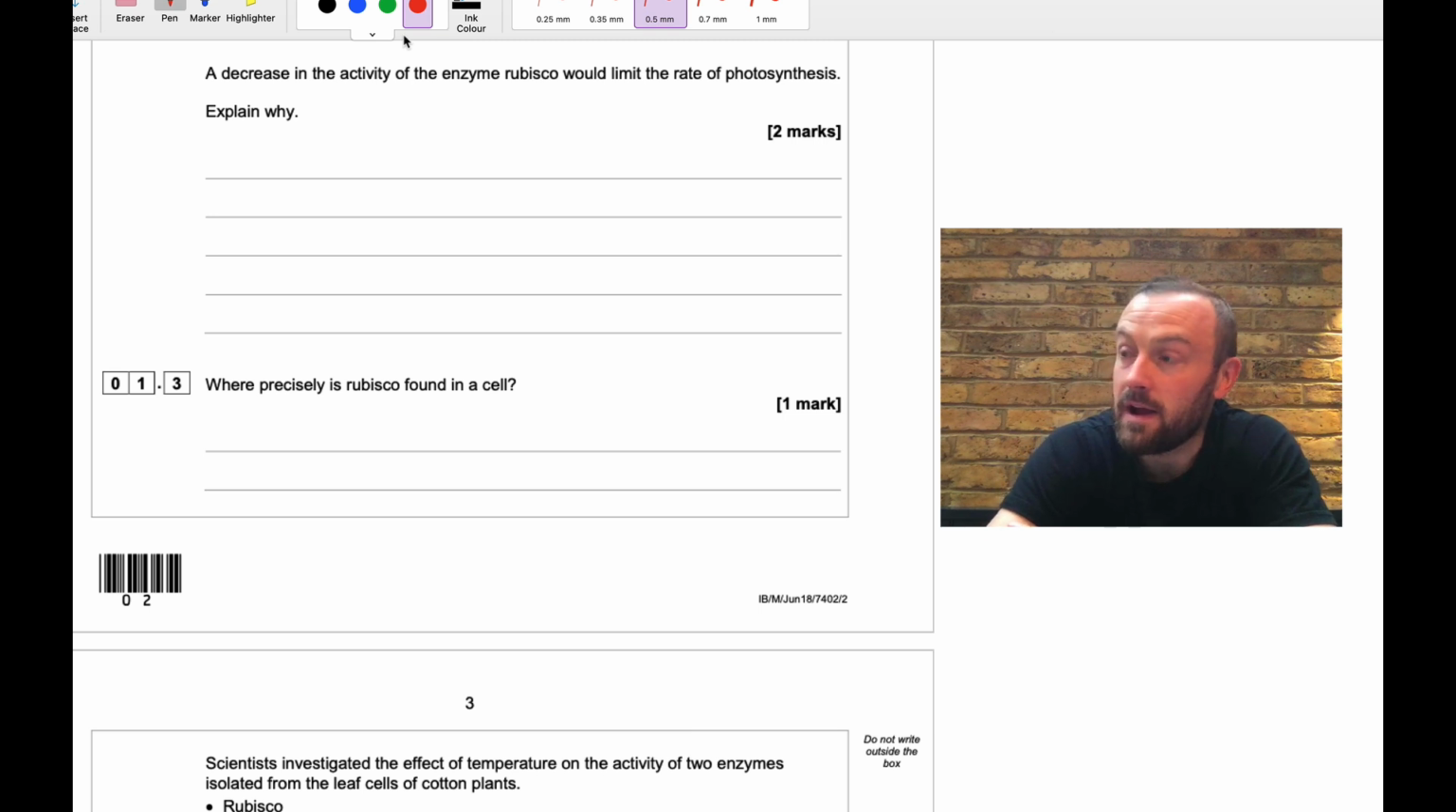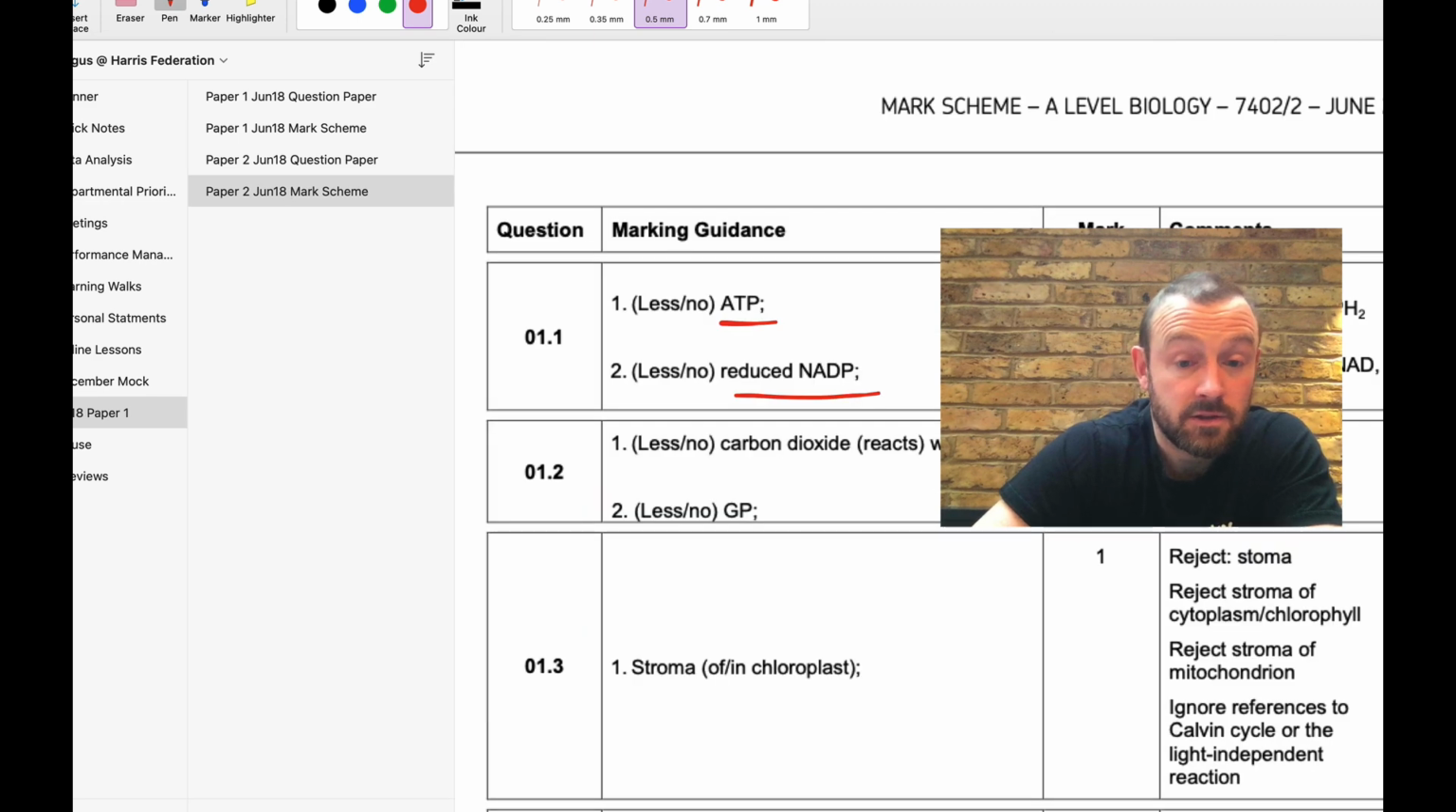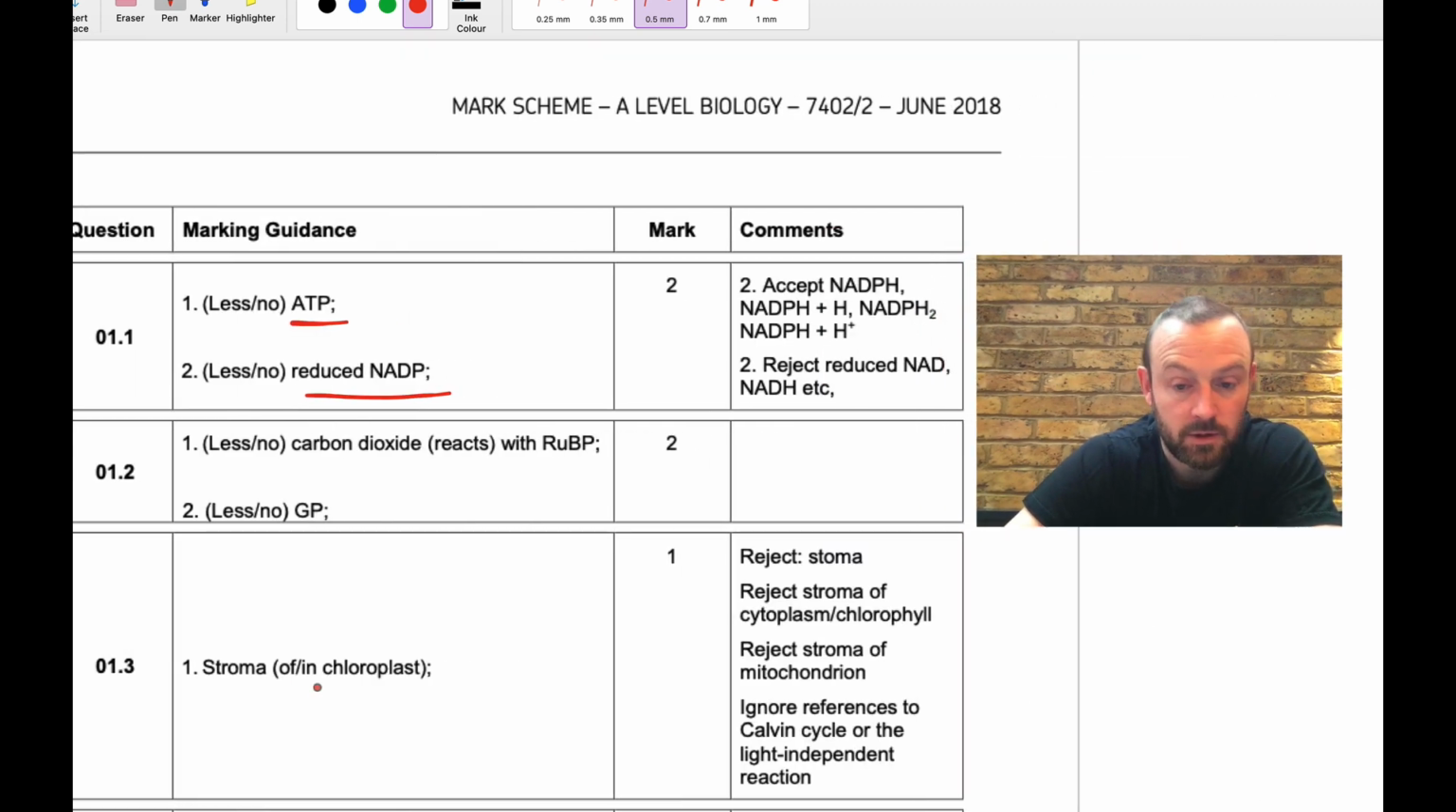Well, this is found in the stroma of the chloroplast. That's where the light-independent reaction takes place. So it's just the stroma of the chloroplast. Double check the mark scheme. It is early. Check I'm getting that right. Stroma, yeah, in the chloroplast.